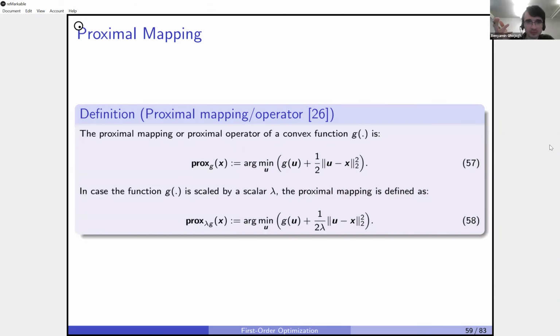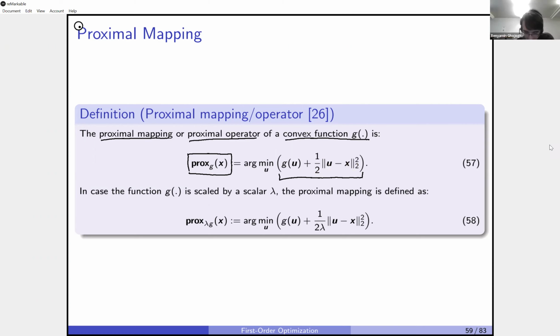Proximal mapping or operator, it's also called either proximal mapping or proximal operator. What is that? Assume that function g is a convex function. So we write it in this way: prox subscript g of x is defined as the argmin of g(u) plus 1 over 2 times the squared L2 norm of u minus x.